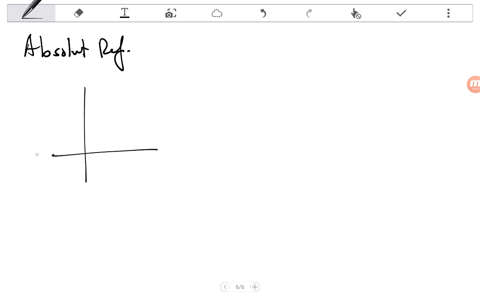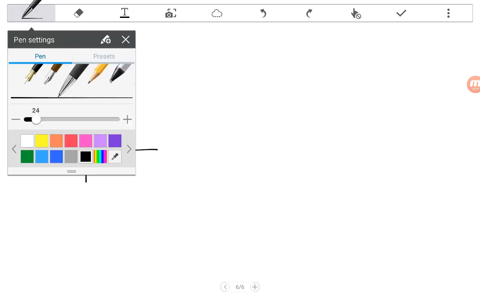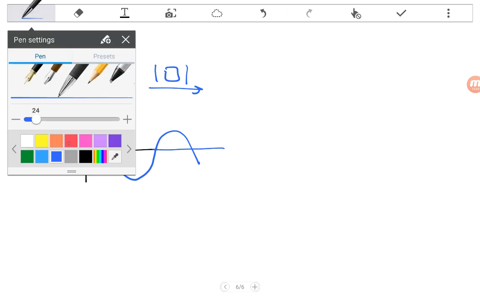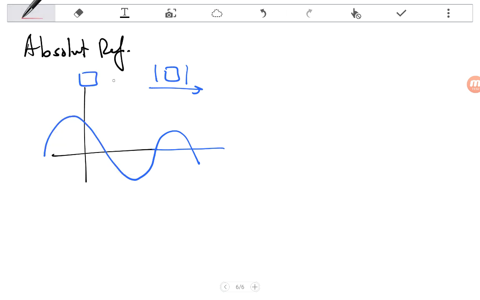If I have some function like this, for example, this is the function f of x, and I want to graph what will happen here. I will put the whole function inside an absolute. So the function after the transformation will be absolute f of x.